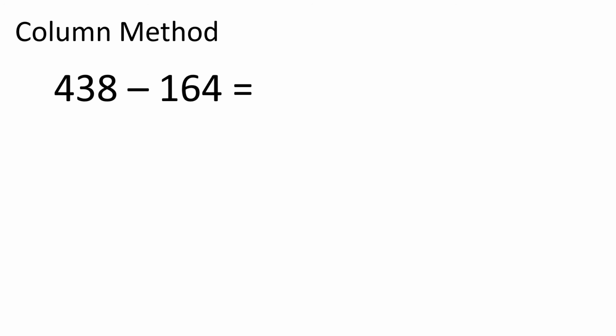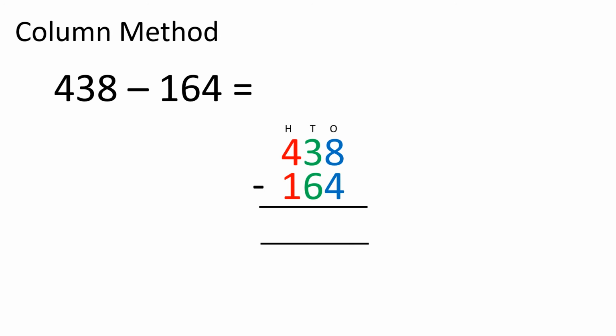In our next example, 438 subtract 164, we must regroup in the tens place, so we must use column subtraction. We will set this out in columns as we did before. Now we must look at the ones. 8 subtract 4 is equal to 4, so we put a 4 in the ones place. Now we must look at the tens. 3 tens subtract 6 tens is less than 0, so we must regroup 100 from the hundreds place.